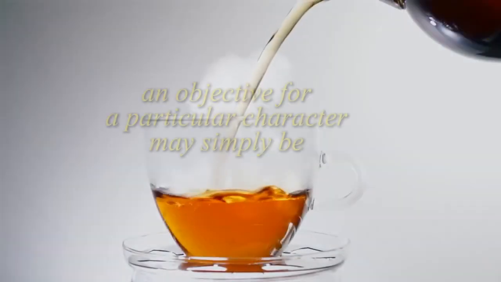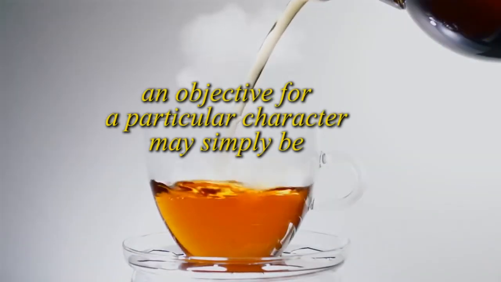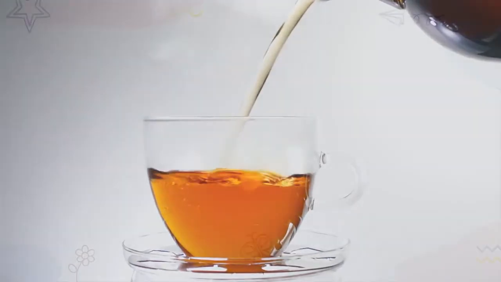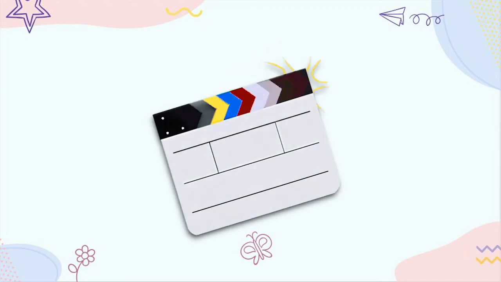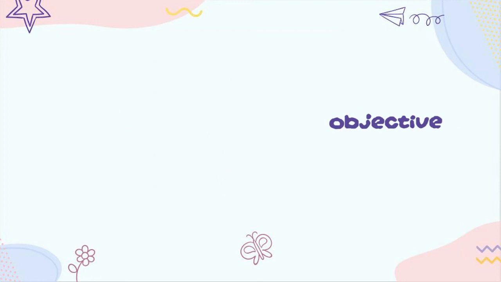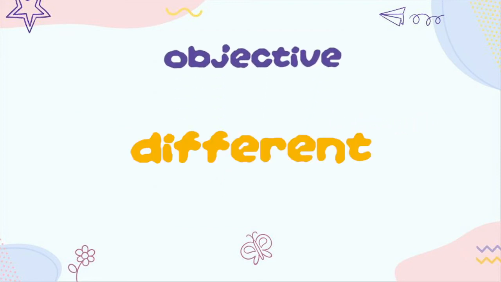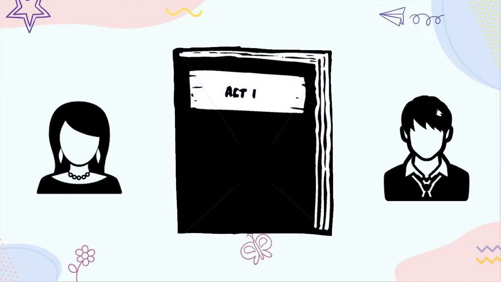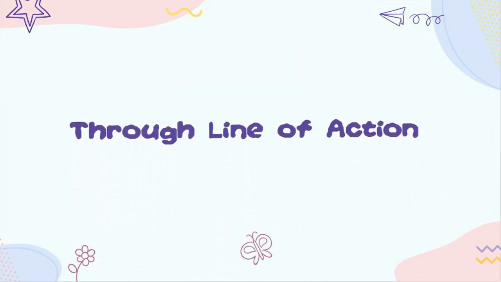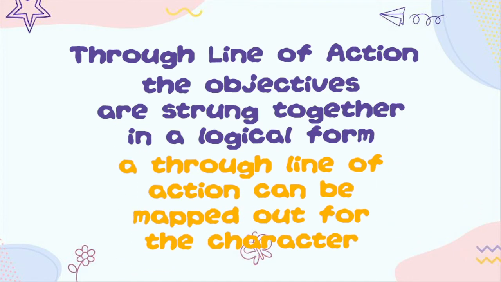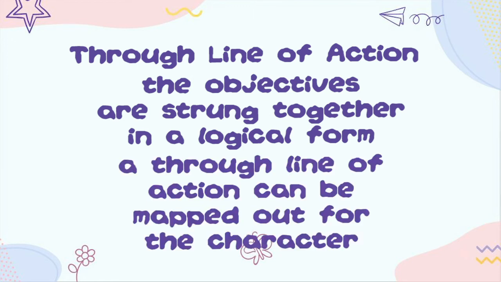For example, an objective for a particular character may simply be to pour a mug of tea. For each scene, the actor must discover the character's objective. Every objective is different for each actor involved because they are based on the characters of the script. Through line of action. When all the objectives are strung together in a logical form, a true line of action can be mapped out for the character.